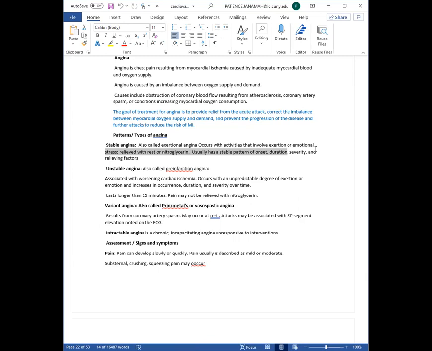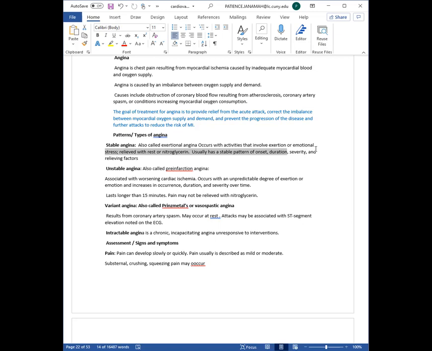The unstable one is the one that is not stable. But the stable angina is something that you have, and it occurs when you get tired, when you are emotionally disturbed. So it's relieved by nitroglycerin, and usually it has a stable pattern, onset, duration, severity, and relieving factors. So you know that anytime I get this anxiety, this pain in my chest, I take, let me say, a cup of ice water, and it comes down. So you will know your relieving factors.